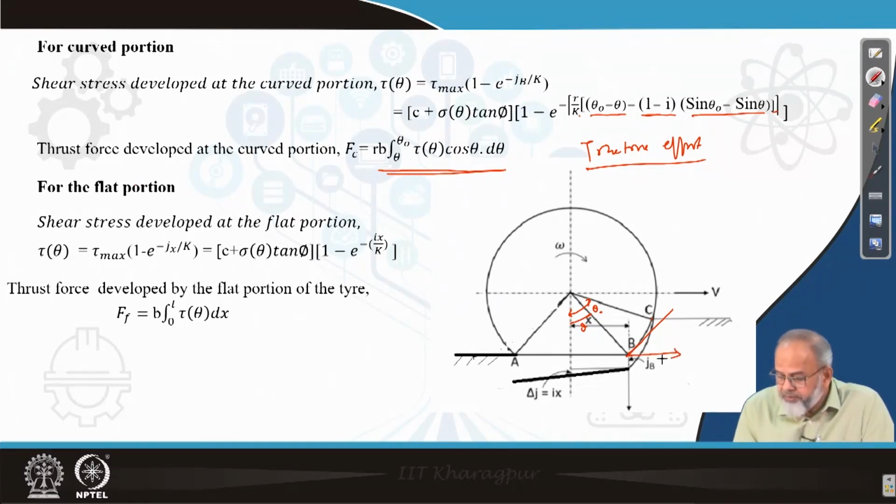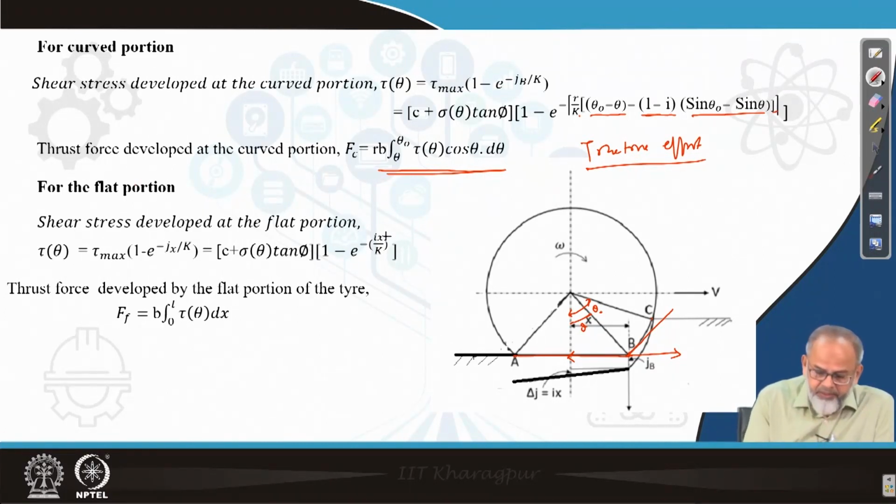That means now you have found out the tractive effort at this point because of the curved portion. Now again for the flat portion, we have to find out the suitable relationship. If it is loose sand, then again we take tau theta equal to tau max into 1 minus e to the power minus jx upon k. If you are interested in finding the shear stress up to the point x from the front end of the flat portion, then I replace tau max with C plus sigma theta tan phi, into 1 minus e to the power minus ix upon k. So, I have replaced this jx with ix.